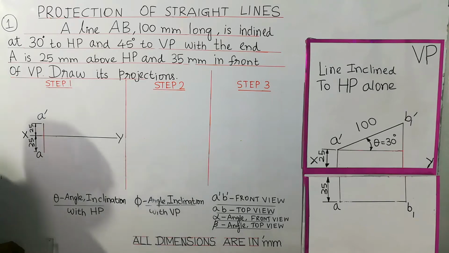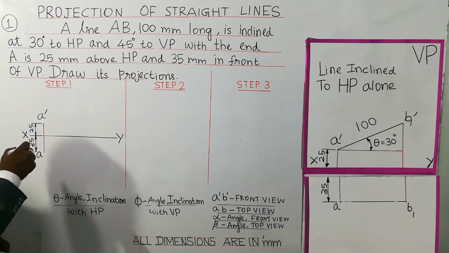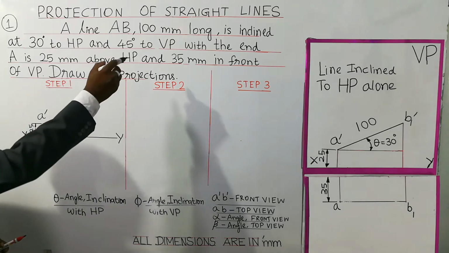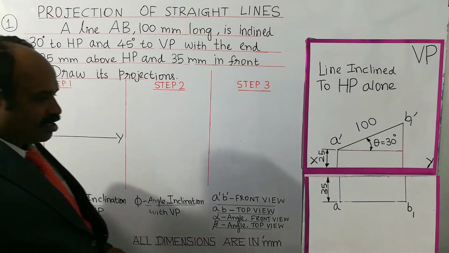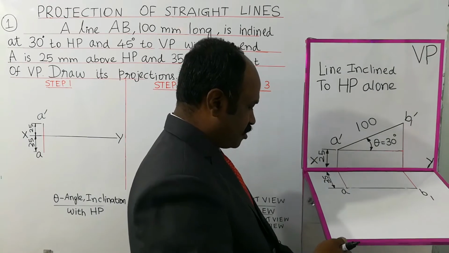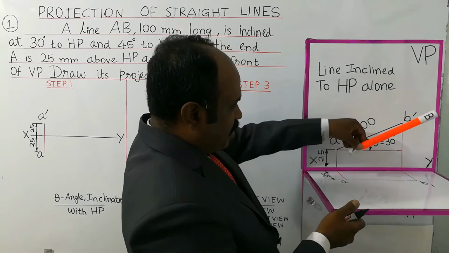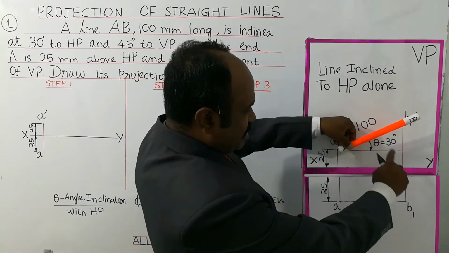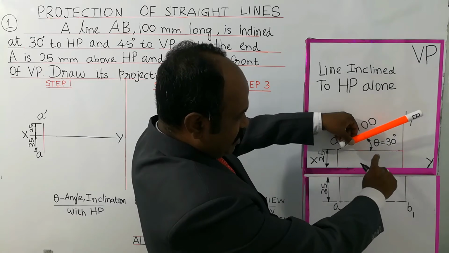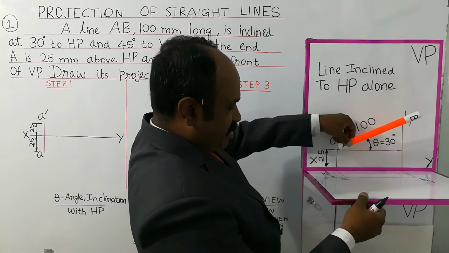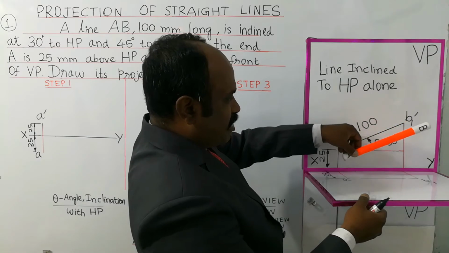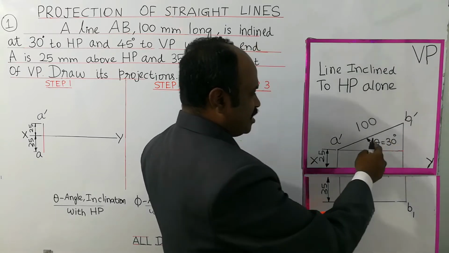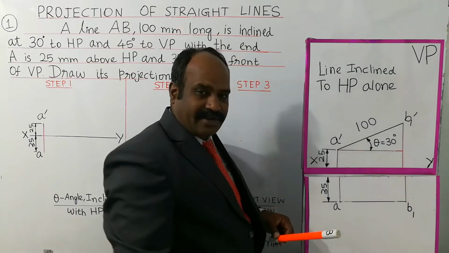After projecting the points A dash and A on the drawing sheet, as the line is inclined at 30 degrees to HP, as given in the question, consider the line as it was earlier. Point A is situated 25 mm above HP and the line is inclined at 30 degrees to HP. So this angle of inclination is 30 degrees. The other end point, B, is projected on the vertical plane as B1 dash.